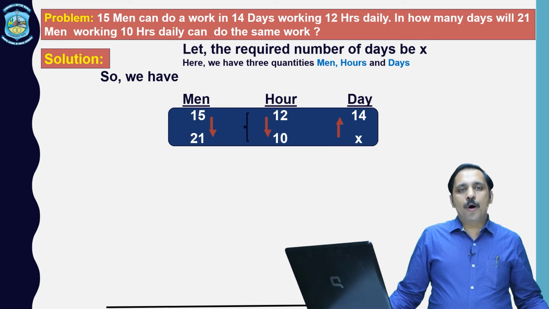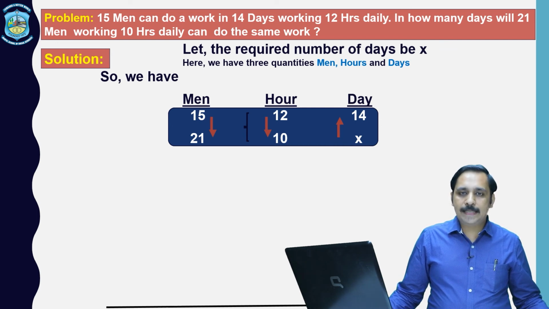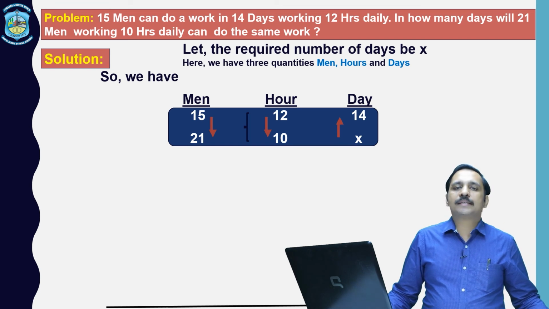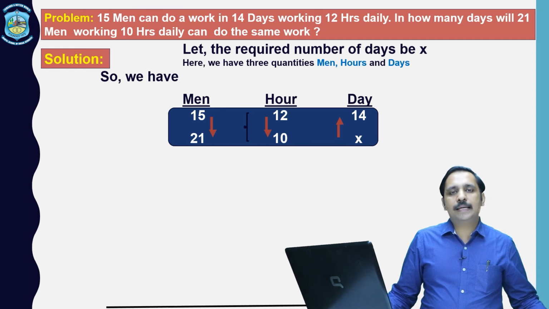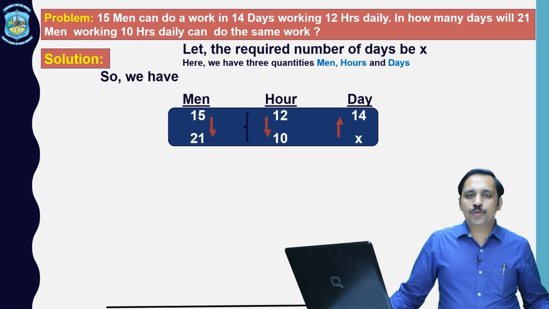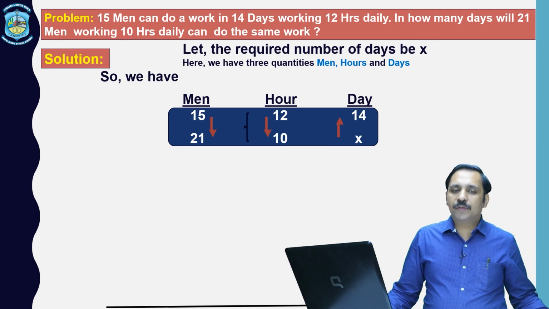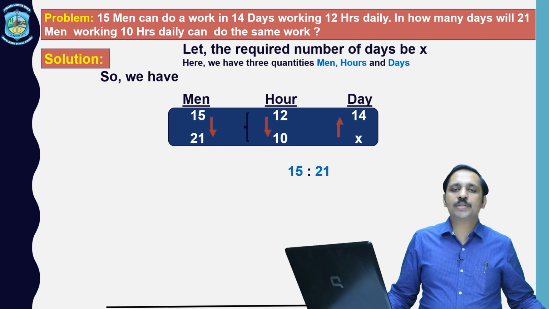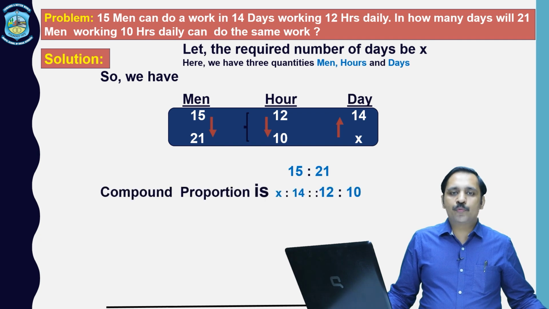So how do we write a compound proportion? First we have to write down the variable for which we need to find the value. Here the variable is days. So we start from the starting of the arrow and move towards the ending of the arrow. It is x is to 14. It is proportional to not just one quantity but two quantities, so we have to write both the quantities. Let us start with the men. So it's 15 is to 21 and 12 is to 10.